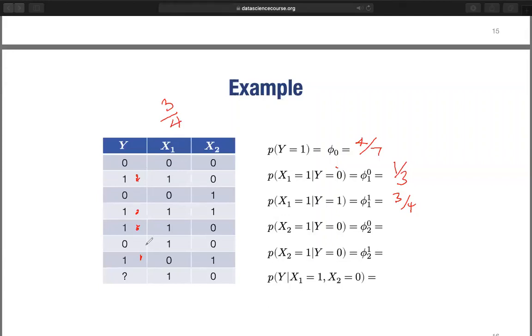So what's the probability of x2 equal to 1 given y is equal to 0? Look at this as your normal prediction problem on your data set. For the next question, we're saying that given our feature x2 is equal to 1, given y is equal to 0, what is that probability?